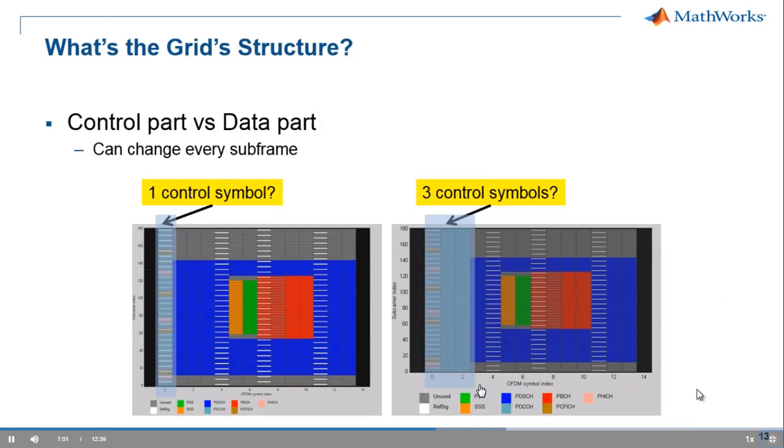This is where we have to look at the horizontal structure of the subframe. The first symbols are control symbols. The following ones are data symbols. One added complication: the number of control symbols can change every subframe, so we need to first figure out how many control symbols the current subframe has.